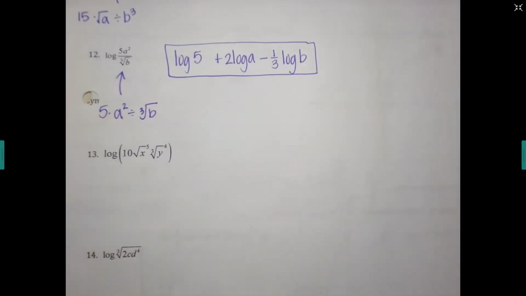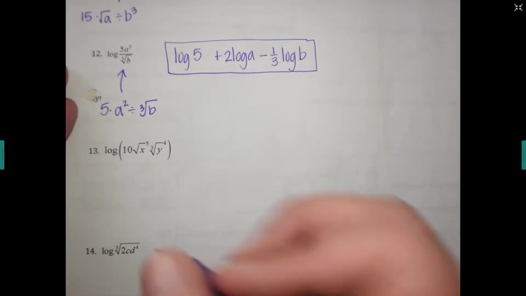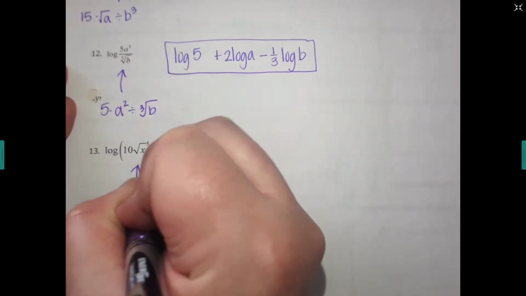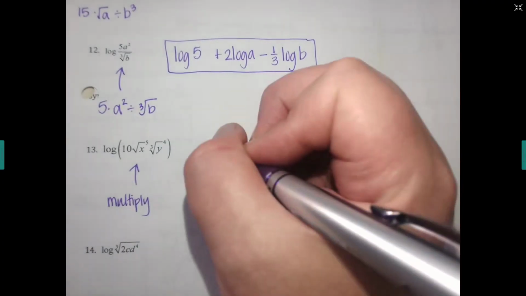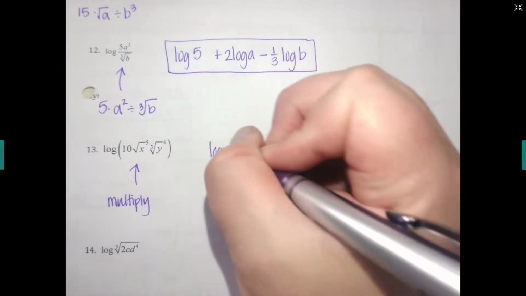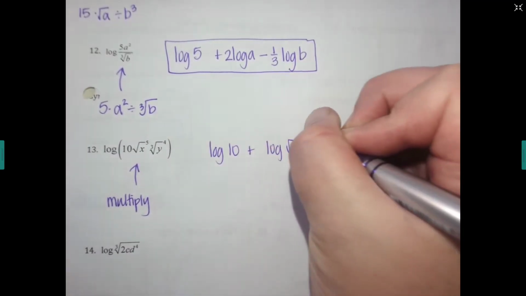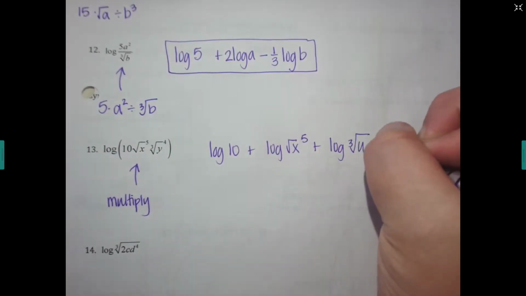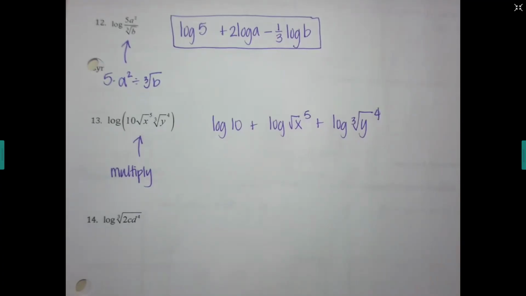All right, let's talk about number 13. Am I multiplying or dividing on 13? Okay, it's all multiplication. And if it's all multiplication, then when I split it, it's going to go to all addition. So I'm going to have a log 10 plus a log square root x^5 plus a log cubic root y^4. Okay, so write that first.